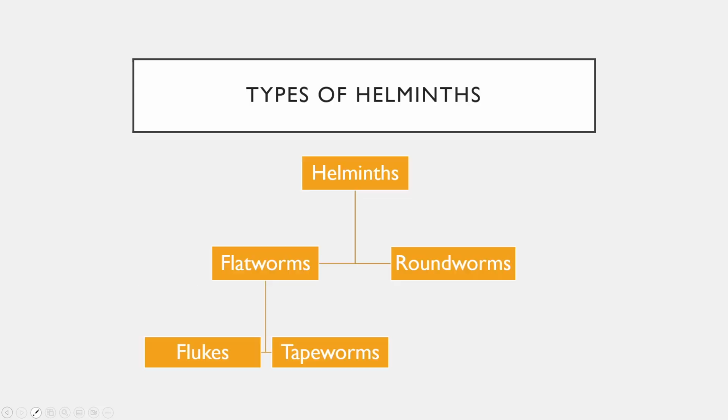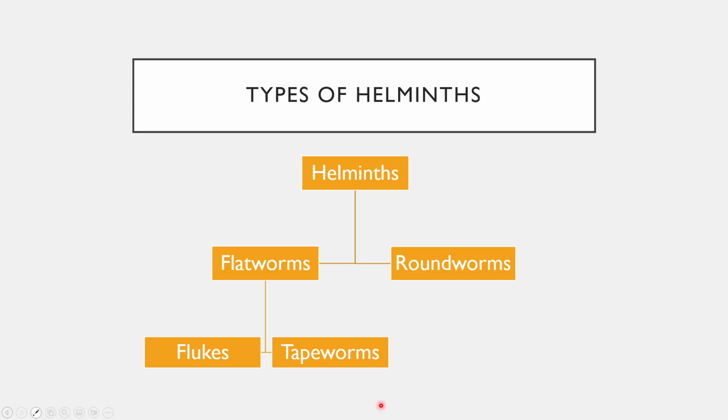So helminths as a broad category can be divided up into a few different subcategories, and the two that have clinical significance are the flatworms and the roundworms. The flatworms can be further divided into two different subcategories, which are the flukes and the tapeworms.